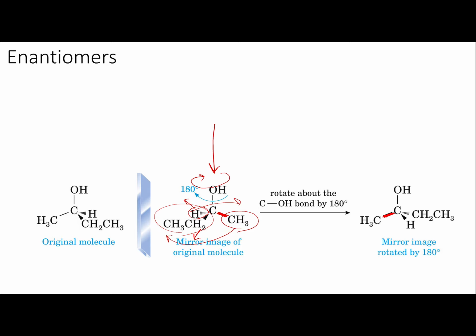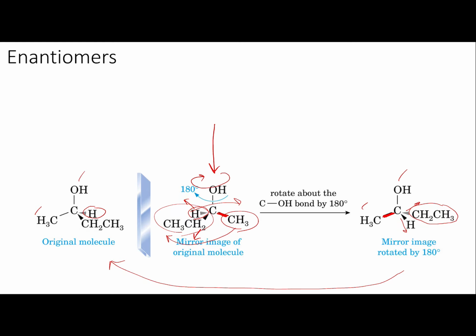So these have to flip. Now the ethyl is going back into the screen, and the hydrogen is coming out at us if we flip this thing around. Now let's compare these two molecules, and we can see that the ethyl and the hydrogen are in the wrong places. The OH is in the same spot, the CH3 is in the same spot, but we have the ethyl going backwards here and the hydrogen going backwards here.